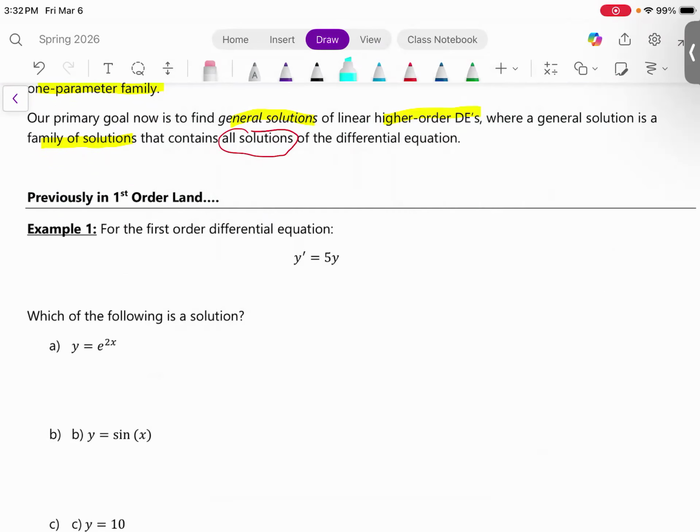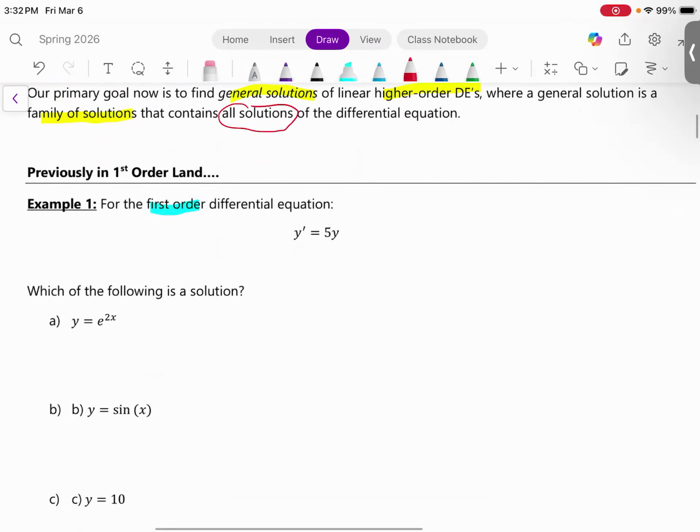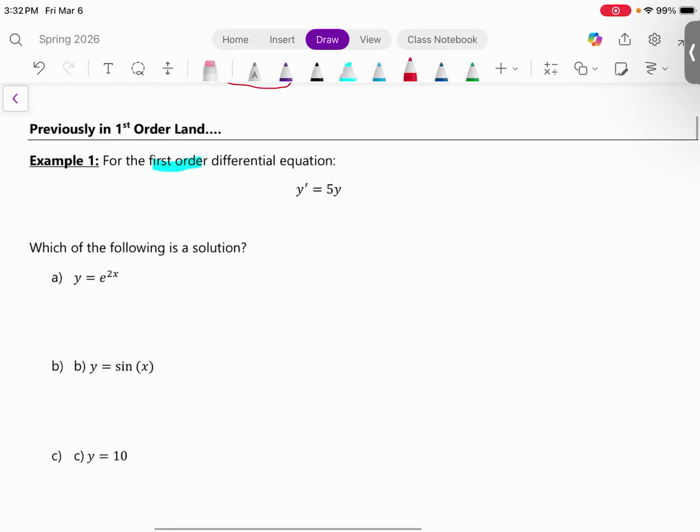So back in first order land, here's a differential equation, y prime equals 5y. First order because we have a y prime, just a first derivative. So this is asking which of the following is a solution? The way we verify a solution is we need to substitute into the differential equation and see if our solution holds true, either left-hand side equals right-hand side or however you see fit. So let's go ahead and try that out.